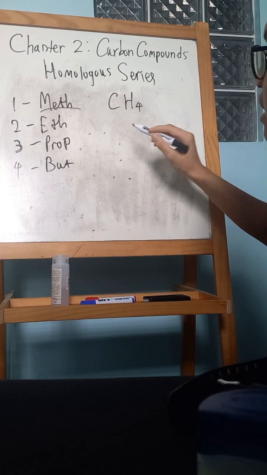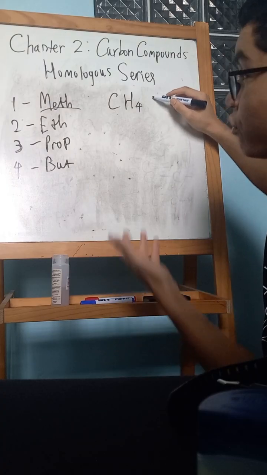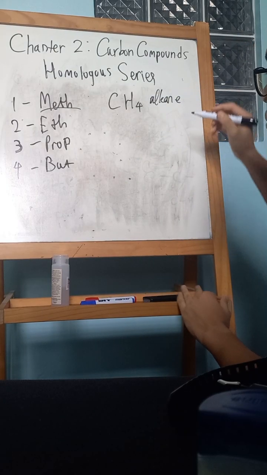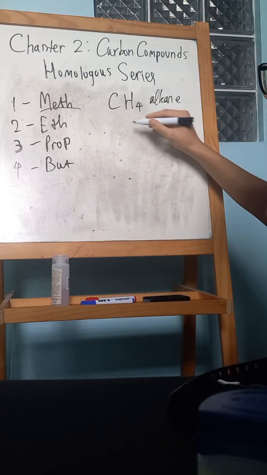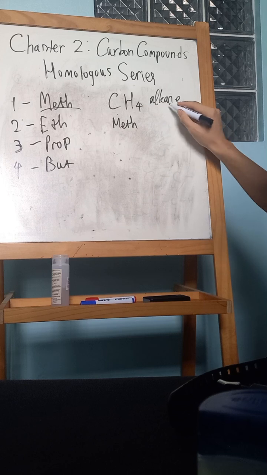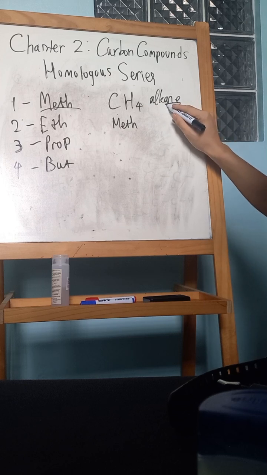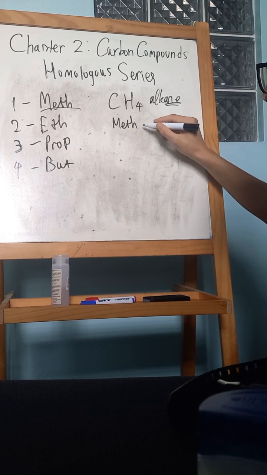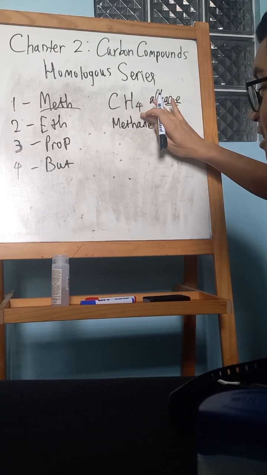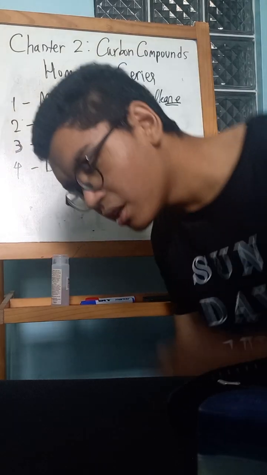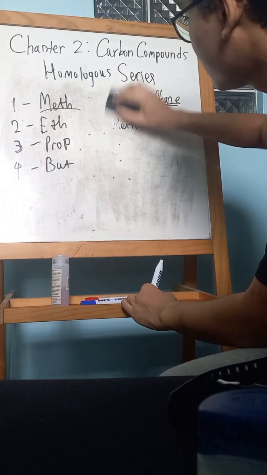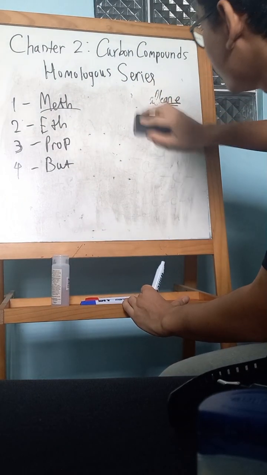Meth. And since you judged that this is an alkane, the name is meth plus the 3 letters here, ane. This is methane. Methane. Now I'll let you try. I'm testing.